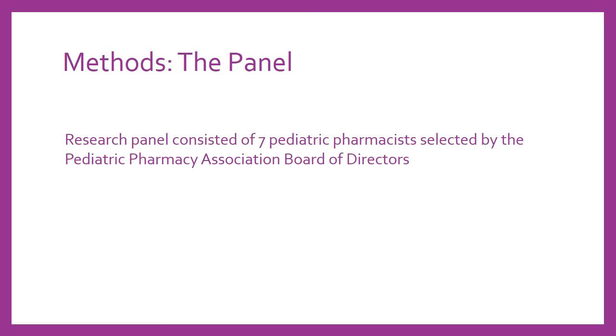So first, let's look at the methods of how the KIDS list came to be. The team for constructing the KIDS list was selected by the PPA Board of Directors. Seven different pediatric pharmacists were selected with careers in a range of areas such as critical care, hematology, oncology, and general pediatric practice. Everyone on the panel completed a conflict of interest disclosure form at the beginning of each meeting.